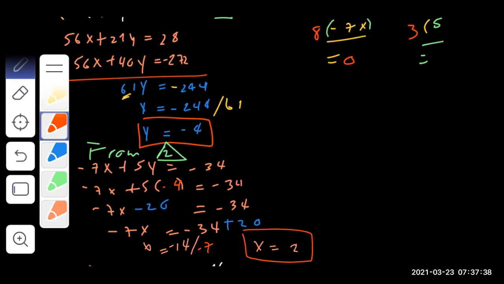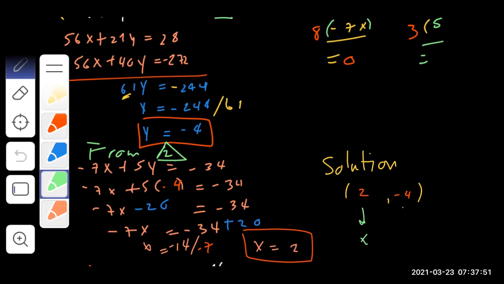We got a solution already. The solution will be x comma y. X is 2 and y is -4. You can substitute. This is the x value and this is the y value. Guys, in your homework, I need you to work like this, please.